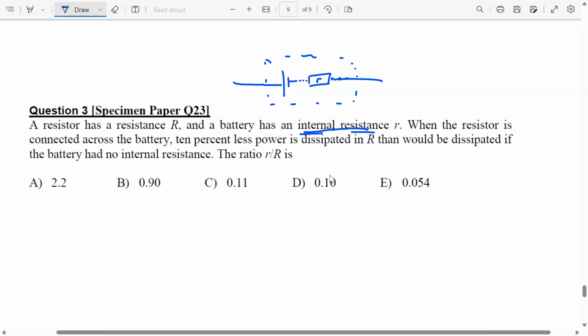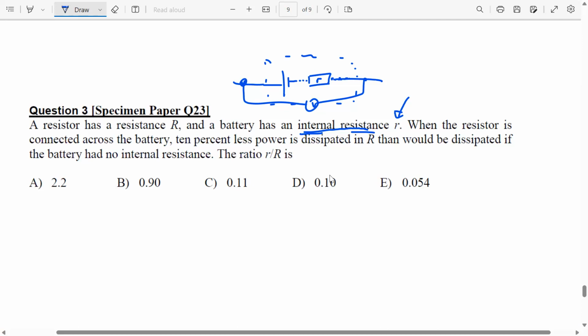Then there is an internal resistance that can never be taken out. So what you can do when you see internal resistance is just treat it as a resistor in series with the battery that you can never remove. And if you put any voltmeter, it is always outside. You can never go parallel to this battery. It's like a casing, with the resistor inside the EMF battery casing. So when the resistor is connected, this big R is connected across the battery, 10% less power is dissipated across R than would be dissipated if it had no internal resistance.